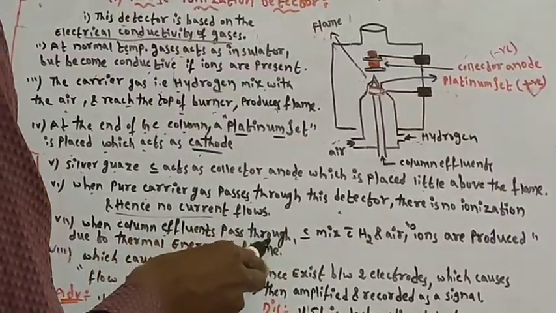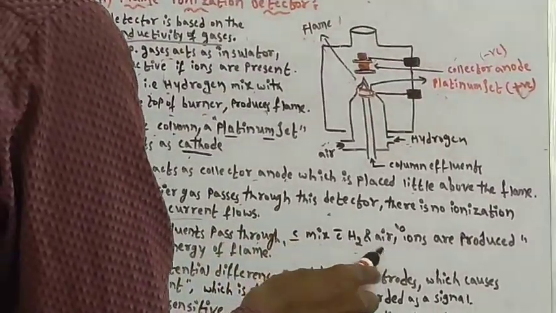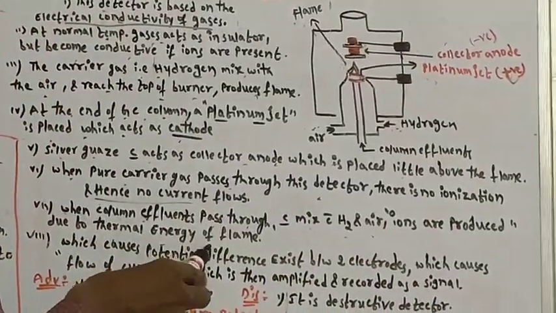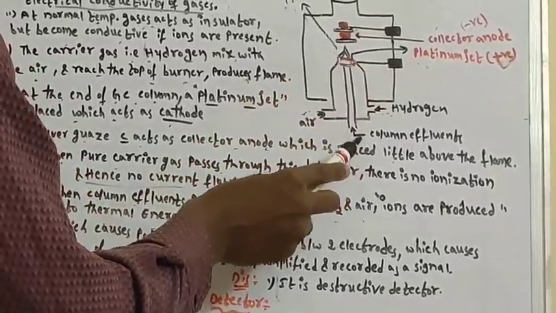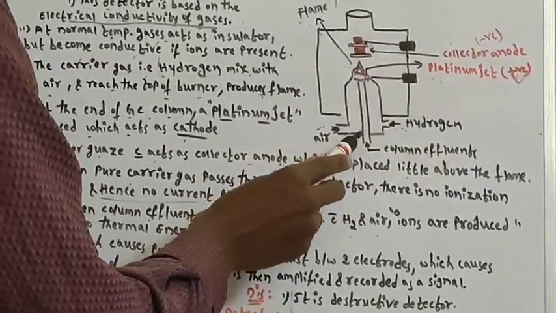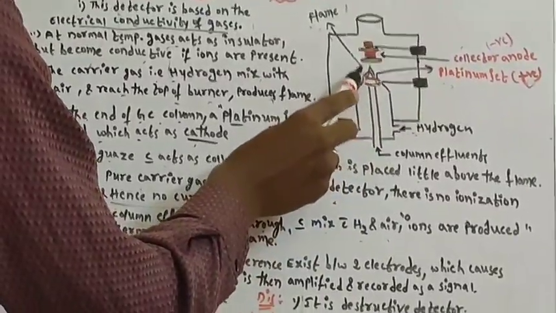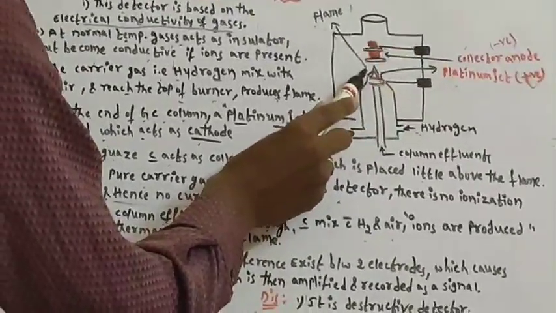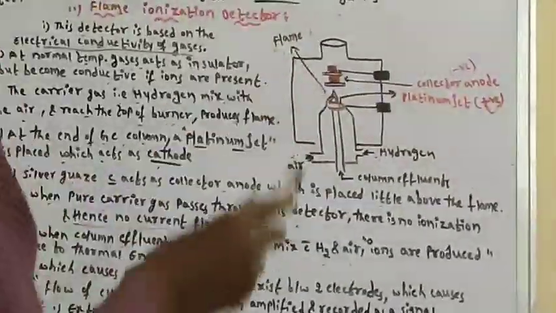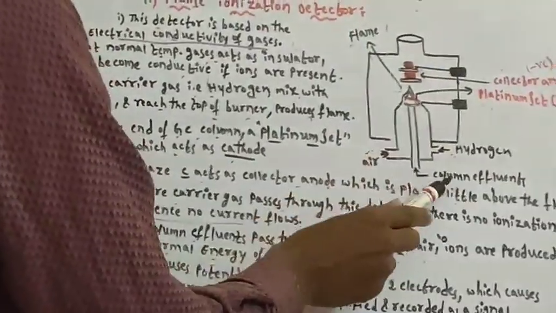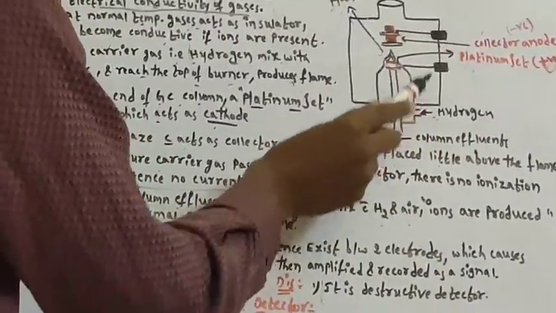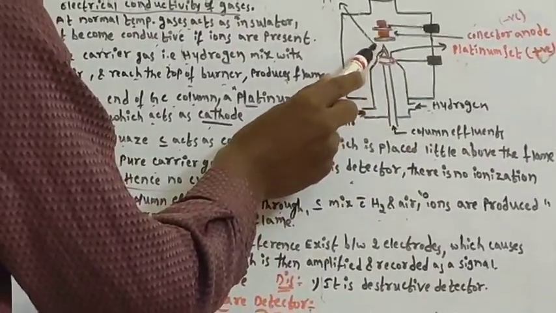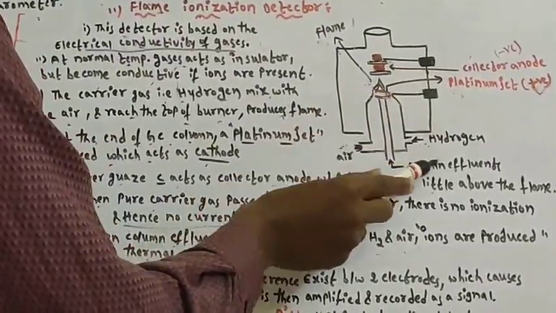When column effluent passes through, it mixes with hydrogen and air, and ions are produced due to the thermal energy of the flame. When column effluent passes through this detector, it will mix with hydrogen and air. Then what will happen? Here the flame has thermal energy. Due to the thermal energy of the flame, ions will be formed in the gaseous mixture. Column effluent is nothing but carrier gas and sample. In this mixture, ions will be produced due to the thermal energy of the flame. Here the sample molecules are converted into ionic form.